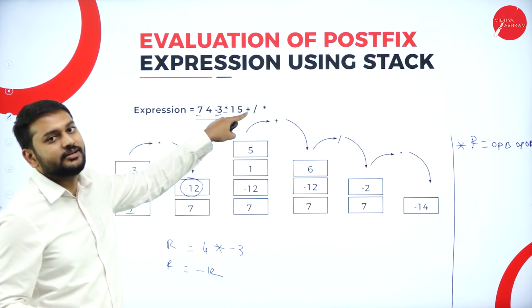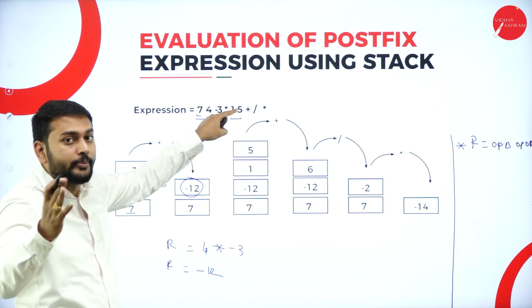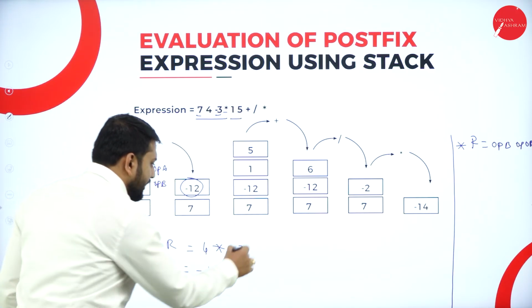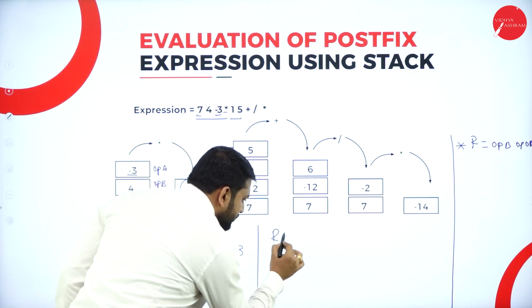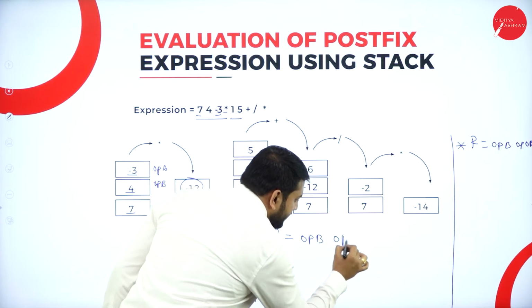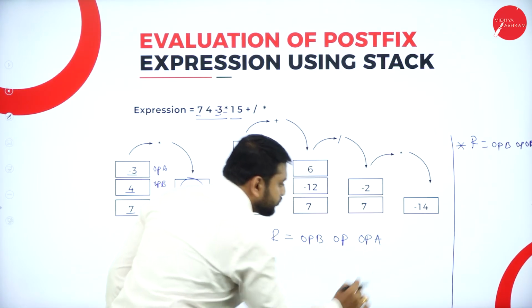Moving forward. What is the next thing that I have? Operand or operator? I have operator plus. So when I have plus, I have to perform the calculation. So how do you do it? Result is equal to operand B, operator, and then operand A. That's what you will perform, right?